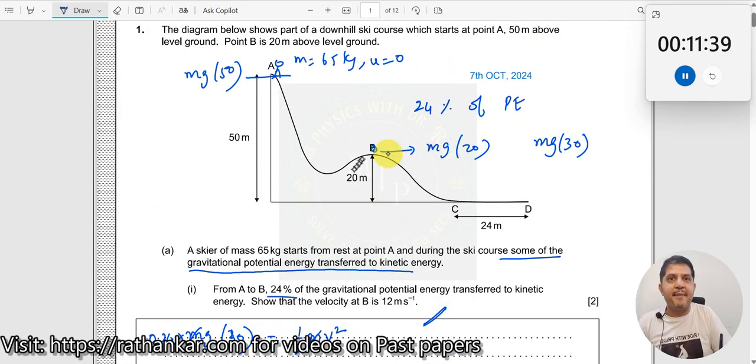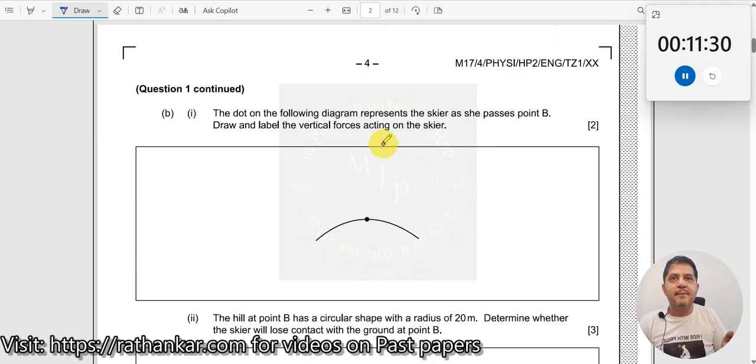The skyer comes here and it is at this point over here. This is your point B, it is at this point over here. She's still going like this over here, right? So therefore, draw and label the vertical forces acting on the skyer. So this is the skyer over here. What are the forces acting here?